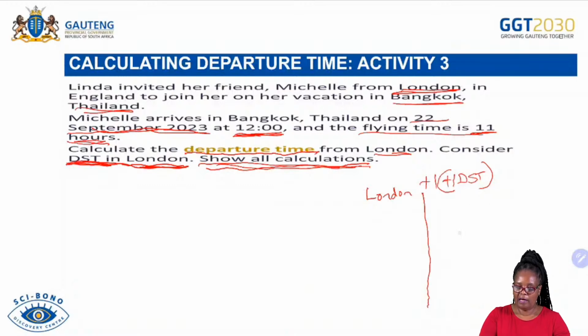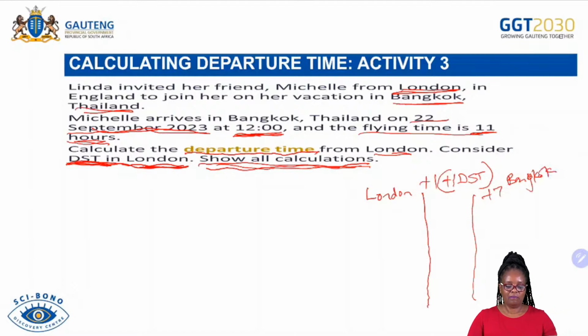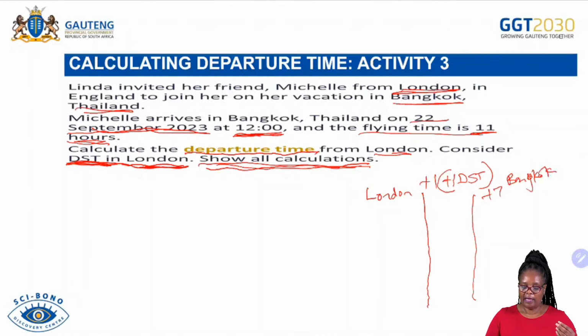Then we have our second line, which is +7 for Bangkok. Already we have done the 2 steps. We have identified the areas, the places. We have identified the time zone. So now we have to determine the time. We have to find out the given time from the calculation.